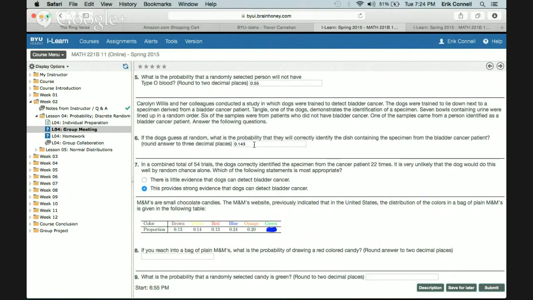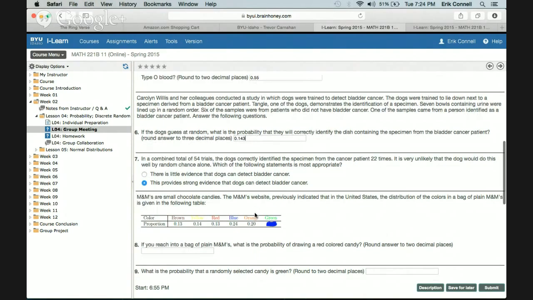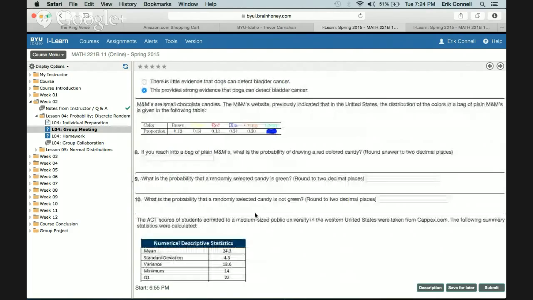M&Ms are small chocolate candies. M&M's website previously indicated that in the United States, the distribution of the colors in a bag of plain M&Ms is given in the following table. If you reach into a bag of plain M&Ms, what is the probability of drawing a red colored candy? 0.113. Yeah. Right there on the side. Can't read the chart, you're in trouble.